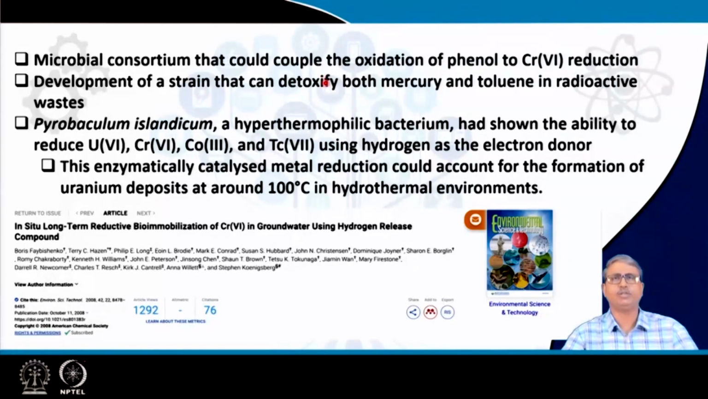A strain that can detoxify both mercury and toluene in radioactive waste was developed, particularly with Deinococcus radiodurans. Using the hyperthermophilic bacterium Pyrobaculum, which can reduce uranium, chromium, cobalt, technetium using hydrogen as the electron donor, was found to be very effective. And we can see this in situ long term reductive bioimmobilization of chromium in groundwater using hydrogen release compounds. So, they used some hydrogen release compounds and were able to implement it on a field level.